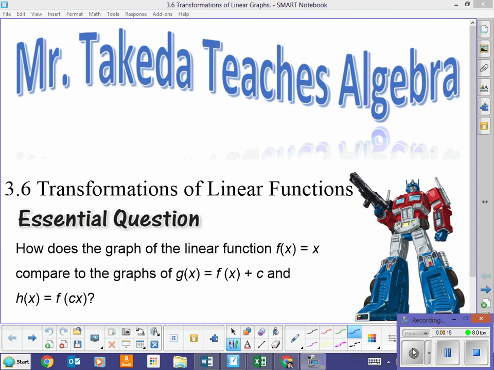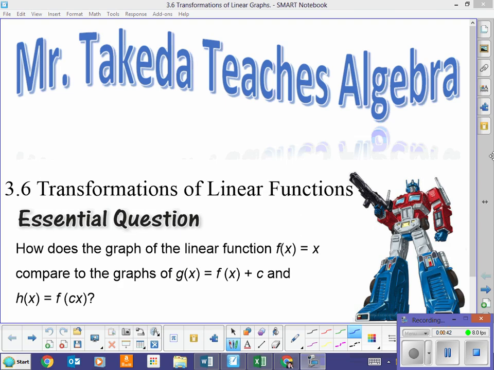This is lesson 3.6 on the transformations of linear functions, in which we ask the essential question: how does the graph of the linear function f of x equals x compare to the graphs g of x, which is f of x plus c, and h of x, which is f of the product c times x?